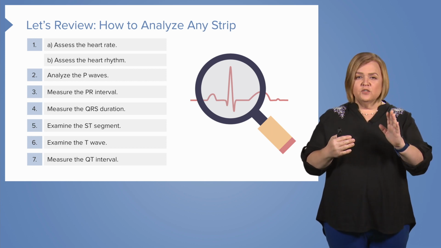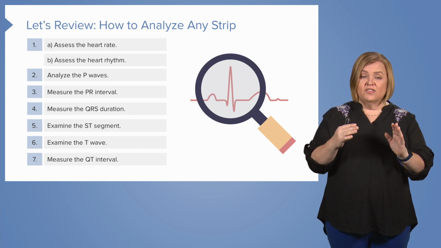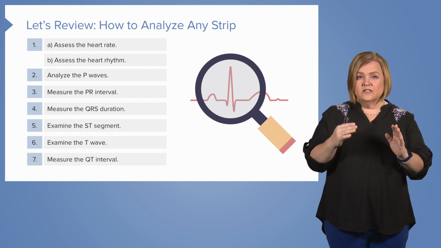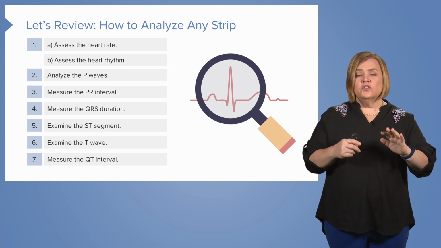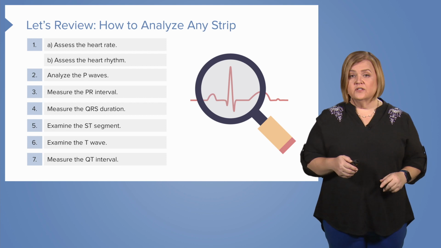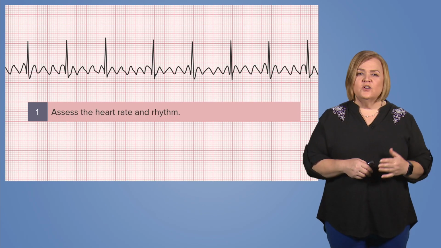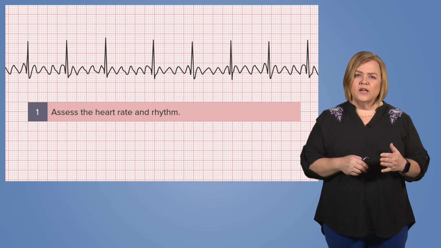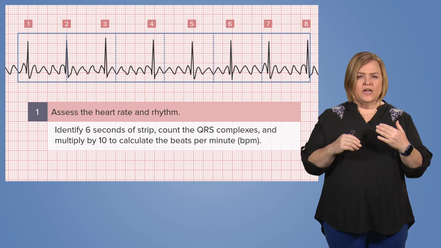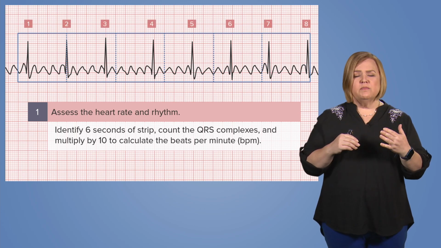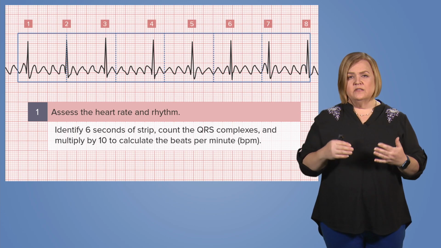So I'm not going to read through them, but just remind you, you have to be methodical when you're interpreting ECGs. The more consistent you are in moving through the steps, the more accurate your analysis of the ECG strip will be. So let's do it together. Assess the heart rate and rhythm. Remember, we look at a 6-second strip, we count the QRS complexes, and we multiply that by 10. That will tell us how many beats a minute.